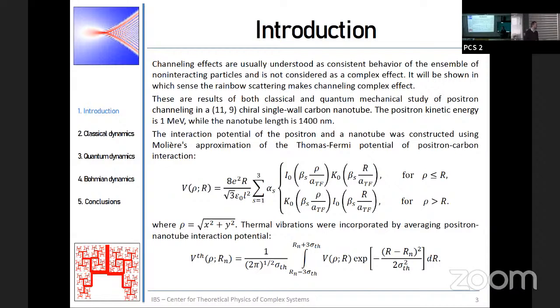So this is technical stuff, which is not at all important, but we include thermal effects in the standard way, like you do in high energy scattering theory: just average your potential over the distribution of thermal fluctuations of carbon atoms.